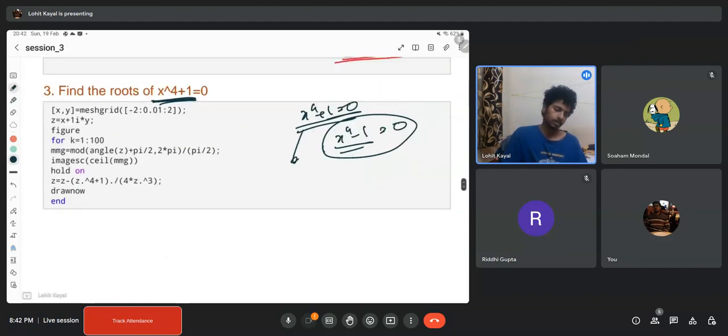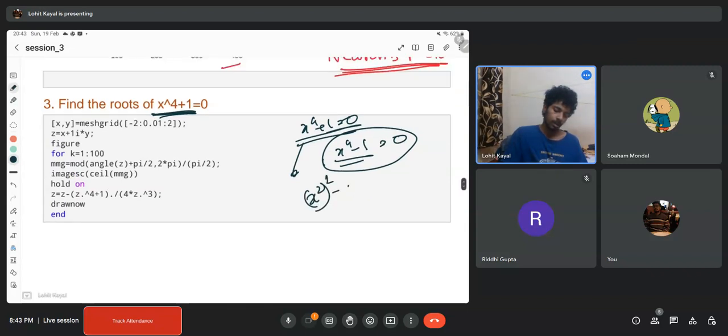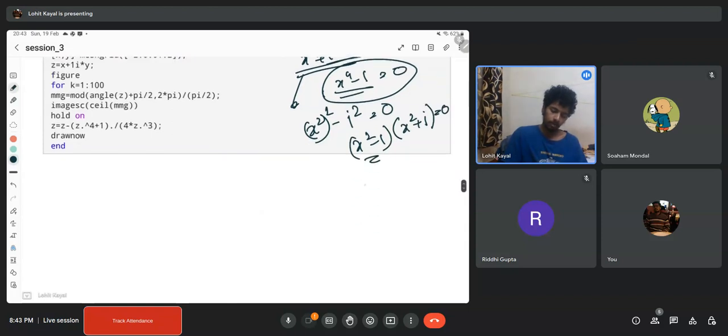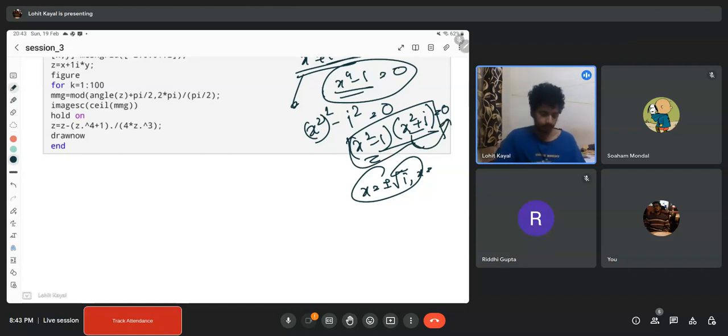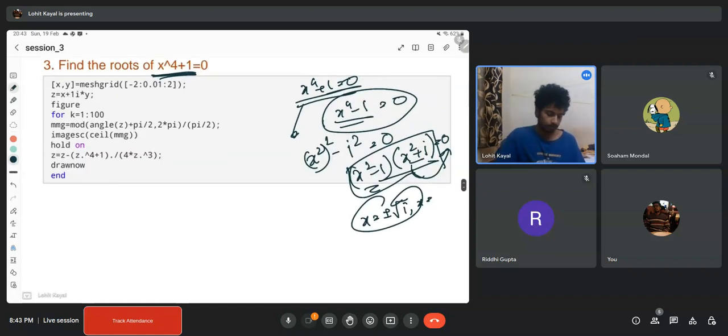So what will be the solution in this case? It will be, I think, x square whole square minus i square equal to 0. So x square minus i, x square plus i. This is the solution, and here it will be x equal to plus minus root i, and similarly something in this case. So you have to factorize it and solve it. So we can find the roots analytically in this case.